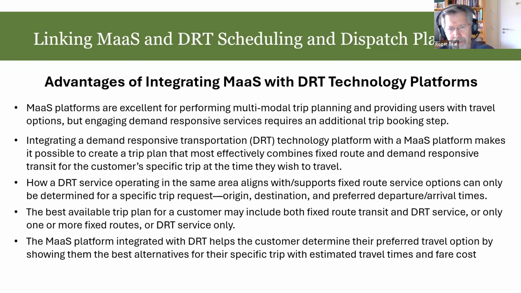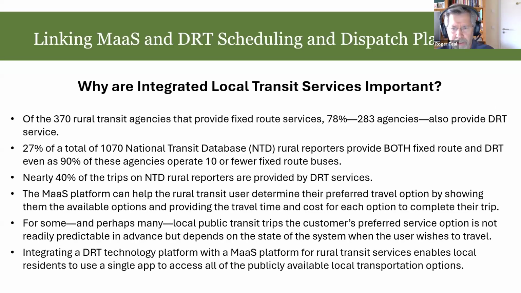Jana, next slide, please. So here's some information about that. Actually, it's closer to 80% of the agencies in the NTD provide both demand responsive and fixed route services. Again, this is the case even when the agencies are providing relatively small amount of fixed route transit. I also should add that nearly 40% of the trips by NTD rural reporters are provided by DRT services.